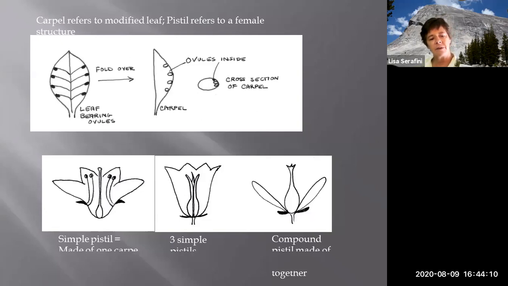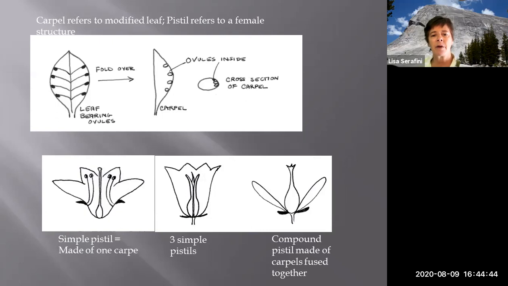But let's take that leaf with the ovules on the margins and fold it over so that the ovules are now inside. We have an enclosed structure. This is a carpel, okay? It comes from a leaf. Now, when we look inside a flower, sometimes it's better to refer to the female parts as pistils. It's a more general term, P-I-S-T-I-L, pistil, because a pistil just refers to a female structure or a female part. It doesn't tell you how many carpels are involved.